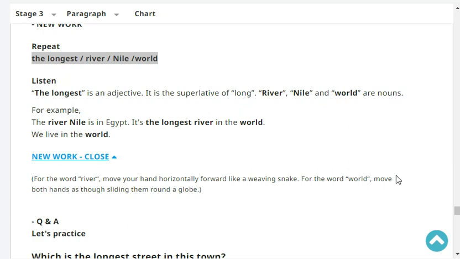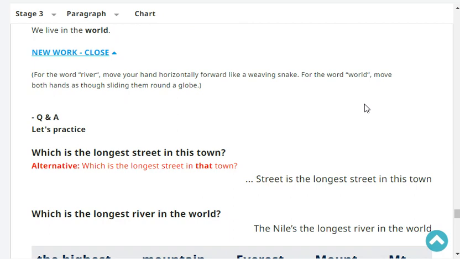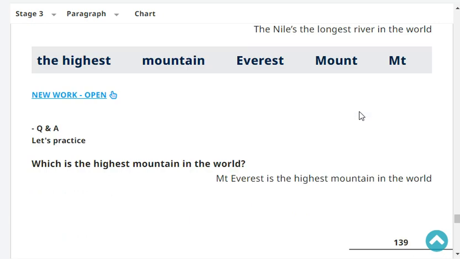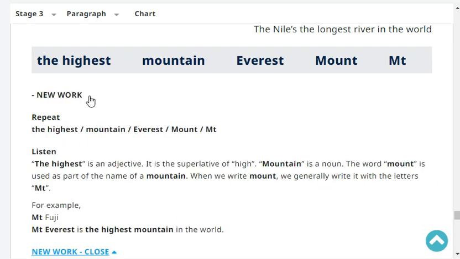We live in the world or earth. Let's practice. Which is the longest street in your town? Let's say ABC Street. It's the longest street in my town. Which is the longest river in the world? The Nile. The longest river in the world. Very good. Next, repeat.